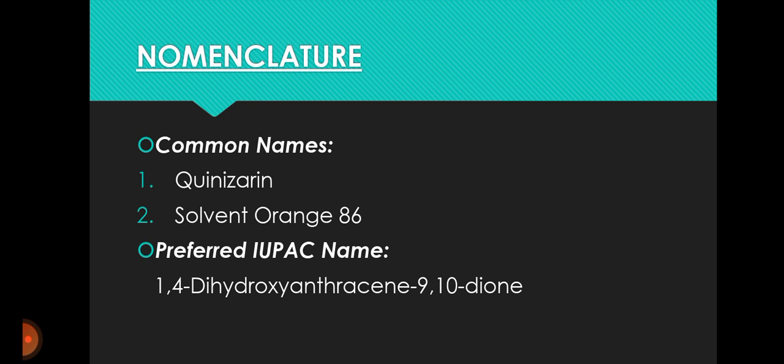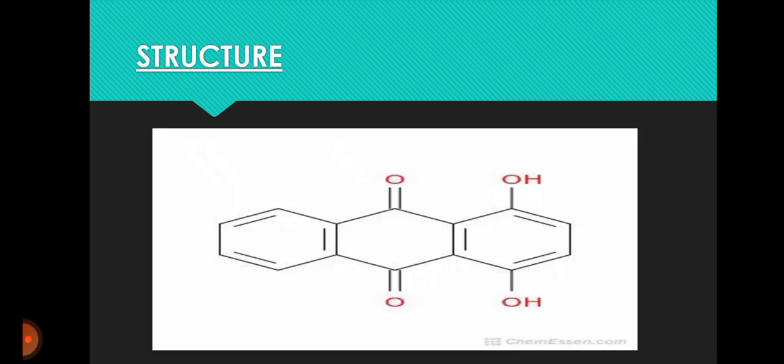Here is the nomenclature of our compound. The most frequently used name is quinizarin, and the second one is Solvent Orange 86. It is called Solvent Orange 86 because of its appearance, which is usually a red to orange powder. As far as its IUPAC name is concerned, the most preferred name is 1,4-dihydroxyanthracene-9,10-dione.